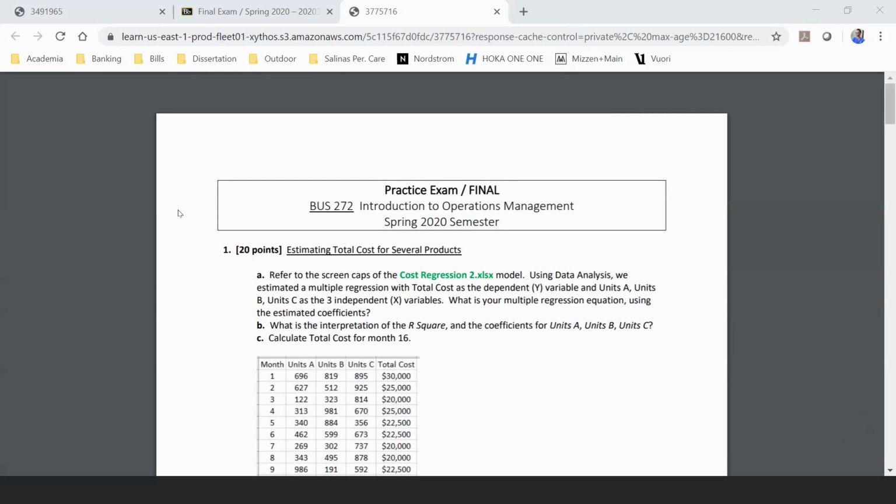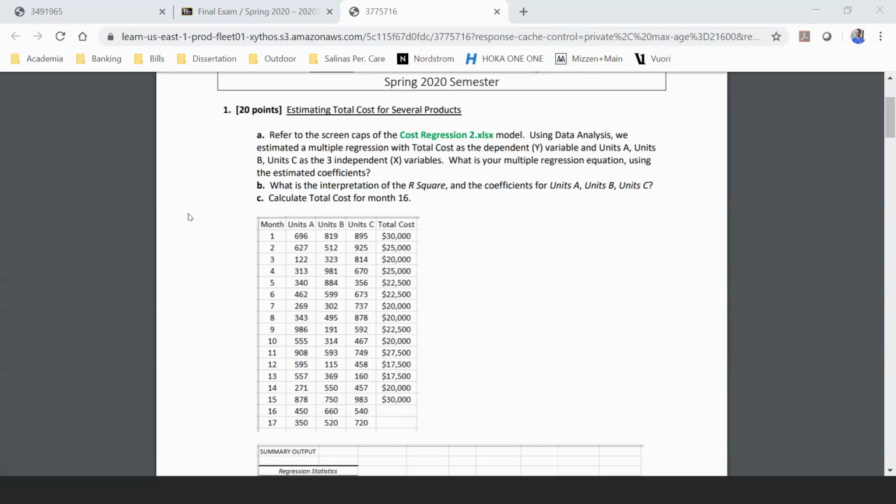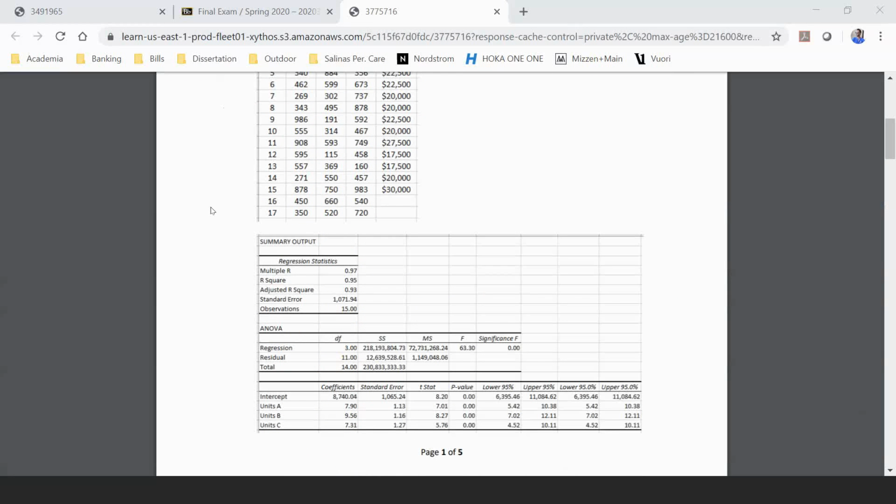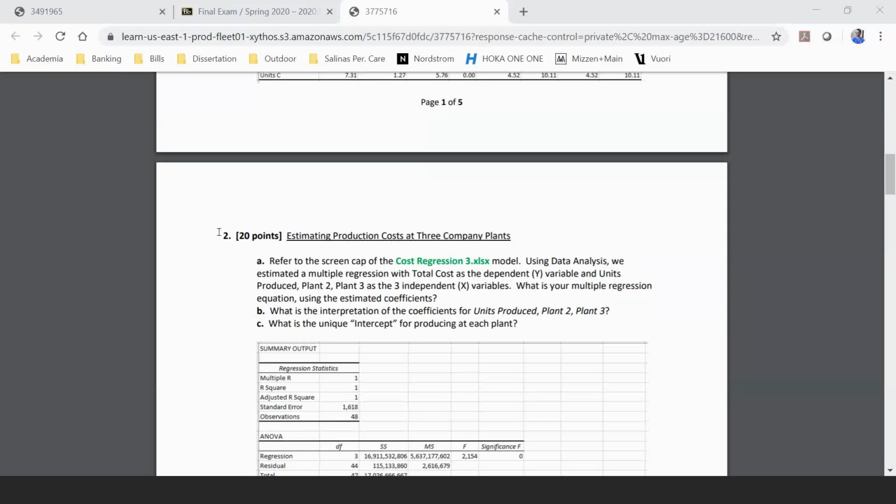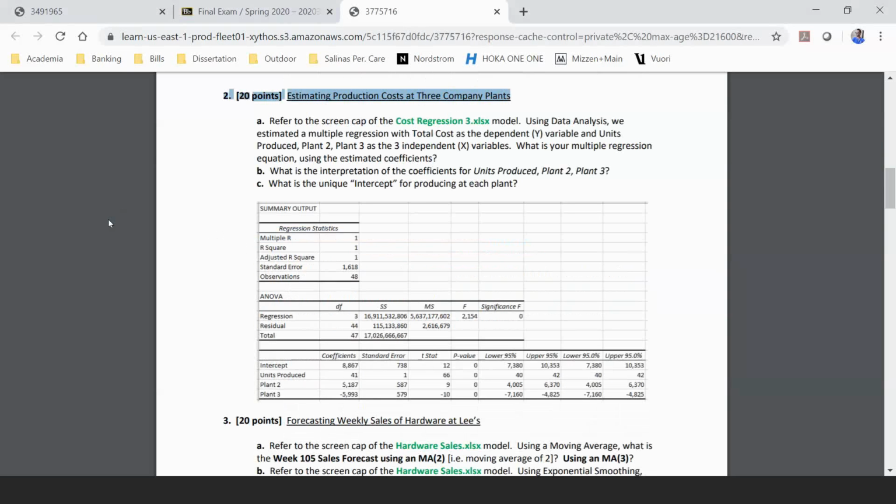Okay, so your final will have 5 questions that'll be similar to this practice exam. Number 1 will be on the cost regression 2, where we did the multiple regression with the multiple plants. Number 2 will be on the cost regression 3, where you did the multiple regression with the binary variables. This one has the multiple plants, and the other one, question number 1, has the multiple products.